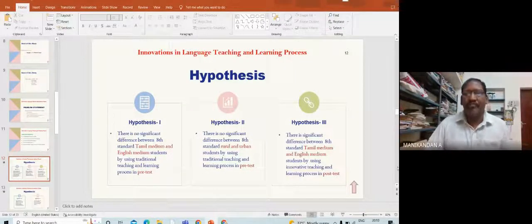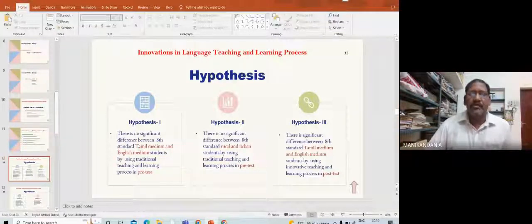Hypothesis. Here I framed 5 hypotheses. One is about the medium. I belong to Tamil Nadu, so I take 2 variables: Tamil medium and English medium, the medium of instruction. Second hypothesis, there is no significant difference between 8th standard rural and urban students. And the third one is, there is a significant difference between 8th standard Tamil medium and English medium students by using the innovative classroom, that means the e-content classroom.